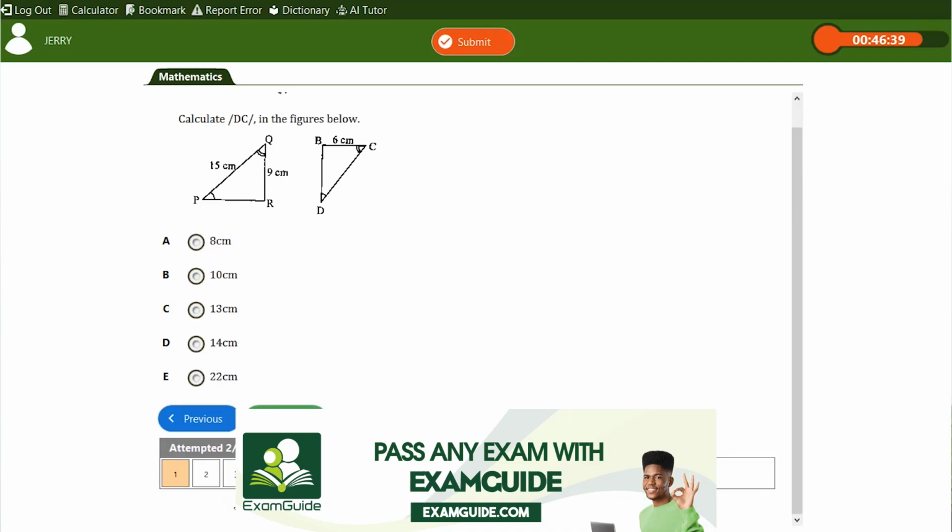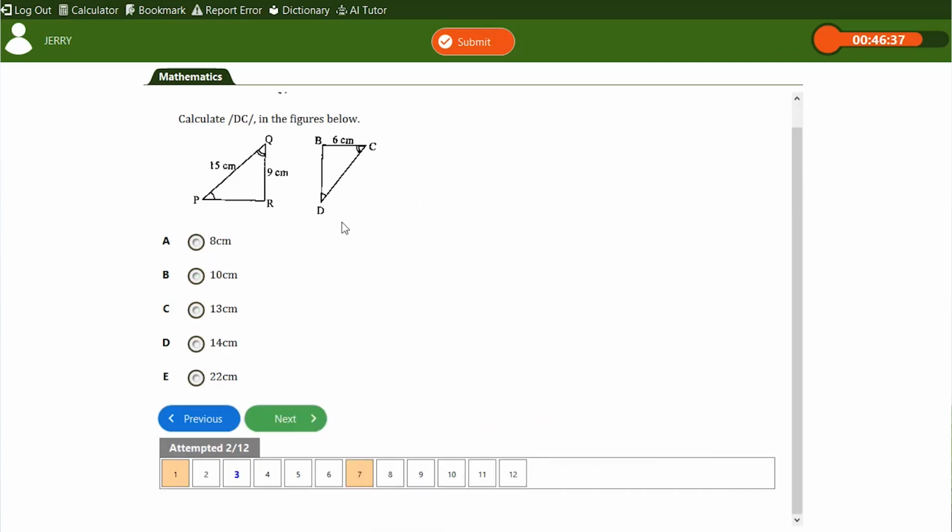All right? So let's look at this. We should calculate DC in the figure below. So this is a right angle triangle that has been given to us. Let's assume it's a right angle triangle, though the angle was not given, so we can't really say for sure. Let's draw the shape here so that we can have enough space to solve.